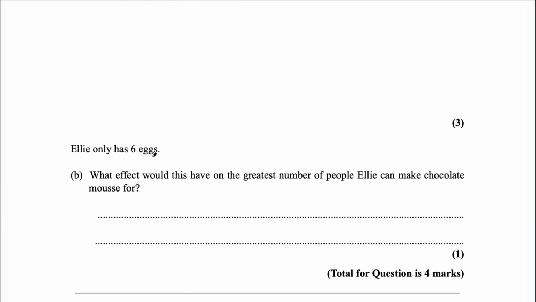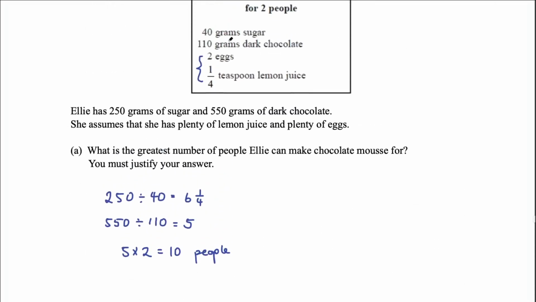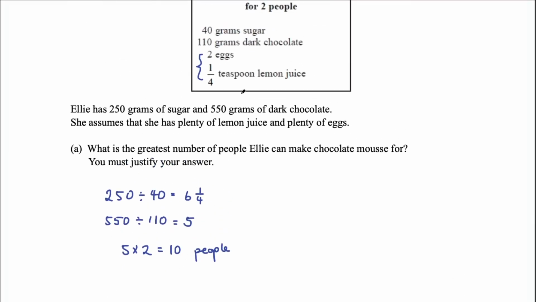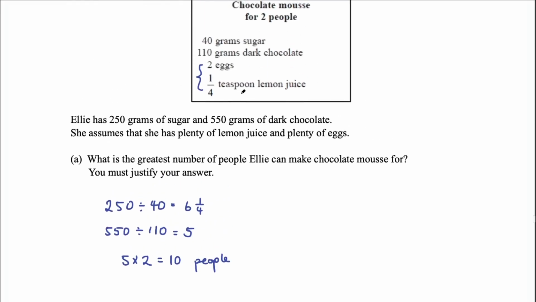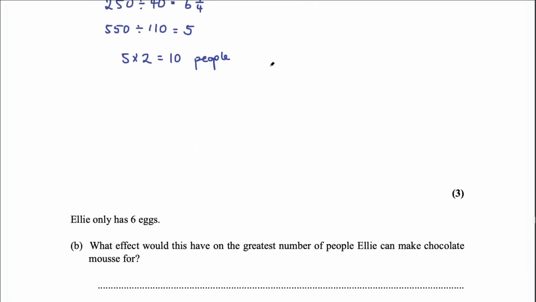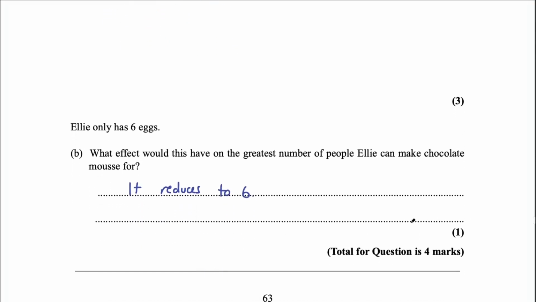Part B says Ellie only has 6 eggs. What effect would this have on the greatest number of people Ellie can make chocolate mousse for? Go back to the ingredients list. She needs 2 eggs for each batch. If she only has 6 eggs, well, she only has enough then for 3 batches. So then we would do 3 times 2, that's 6 people. So it reduces from 10 people to 6 people would be my answer there. So it reduces to 6. So that was question 80 for 4 marks.